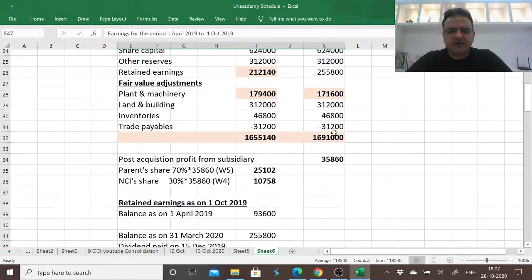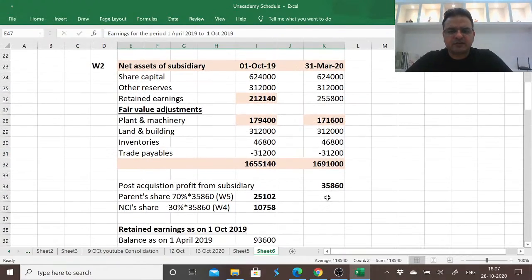Same logic will be applying here, that post acquisition profits are the difference between 1,691,000 minus 1,655,140. The total post acquisition profit from subsidiary is 35,860. When we divide, parent share is 70% of 35,860, NCI share is 30% of 35,860. So this will be included as part of group retained earnings in working note number 5. This will be included as part of NCI share in working note number 4. This is how we'll deal with working note number 2.